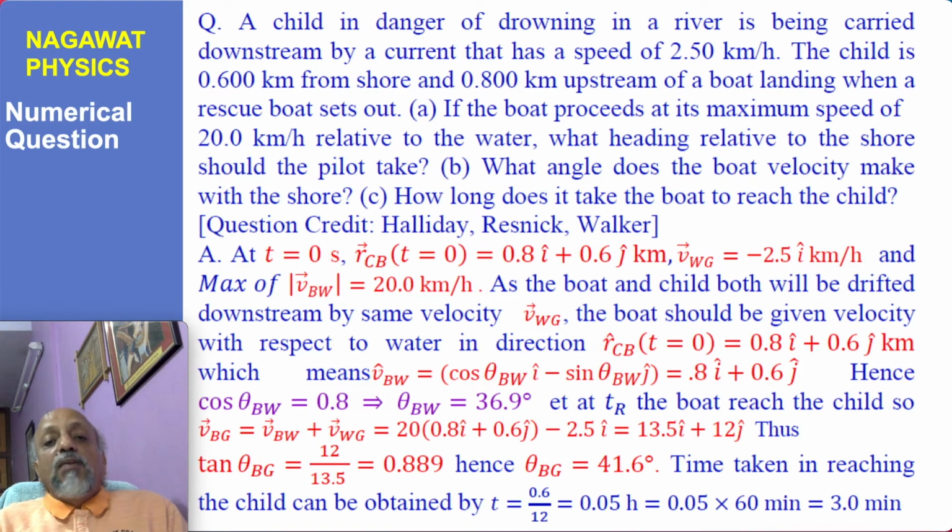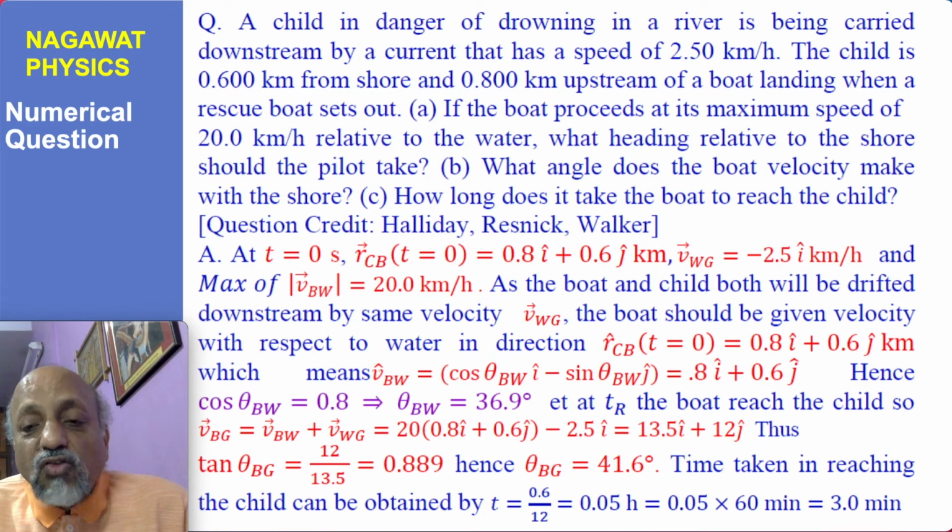Remember, the VBW, velocity of the boat rowing with respect to water, is 16 i cap plus 12 j cap. But the velocity of the boat with respect to the ground is 13.5 i cap plus 12 j cap, because the boat is moving against the stream and so it is facing motion against the water flow. From this you can find the angle: tan theta BG is the y component divided by the x component. The y component is 12, the x component is 13.5, so tan theta BG is 12 divided by 13.5, which is 0.889. Hence theta BG, the tan inverse of this, turns out to be 41.6 degrees.